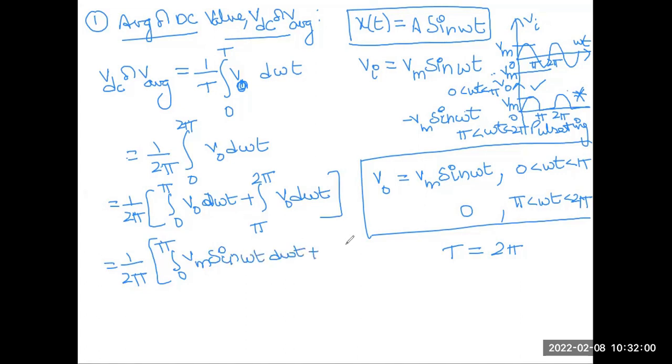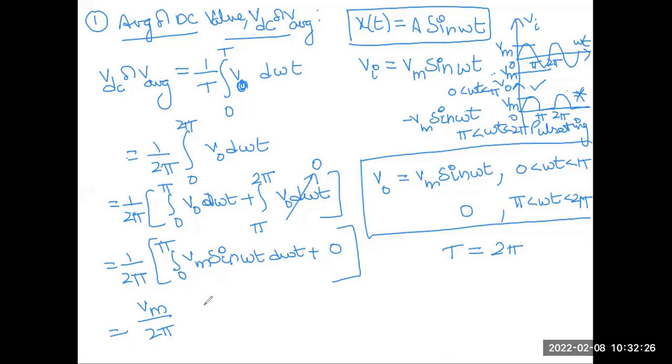So can I write 0 here? Can we write or not? Yes, ma'am. Because V naught is 0 for us as per our output expression or output waveform. So finally you are left with Vm sin omega t under the integral 0 to pi. If you bring Vm out of the bracket, it is Vm by 2 pi.